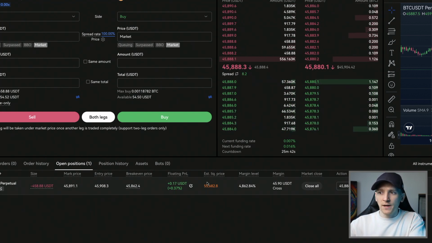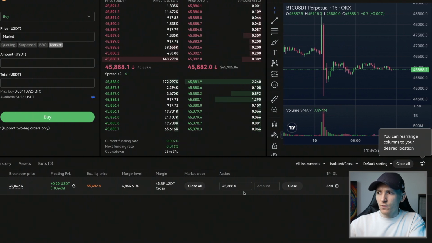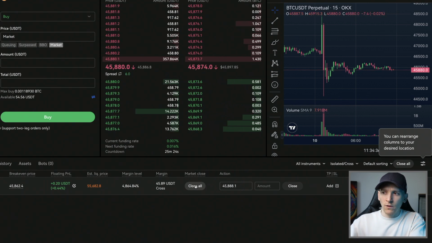And then you can see the liquidation price here is 55,000. So of course you can add more margin into the trade if you want. If we go across here, you can see all the details, right? So you can now close this trade if you want. So we've got the margin here, 45. The market close is closing this position if we want.